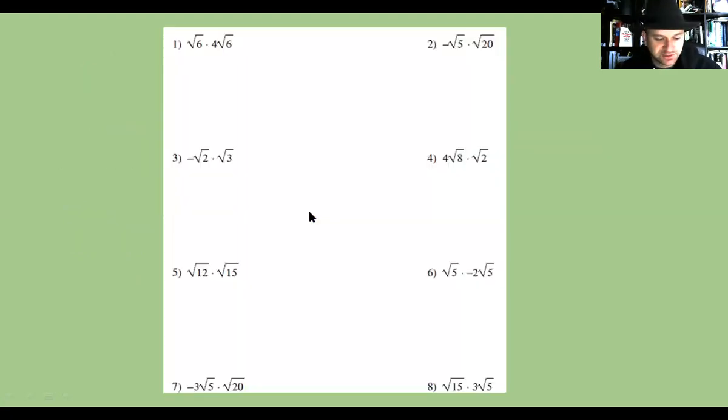All right, let's try a couple examples here and see how we do. So look at example 1. Square root of 6 times square root of 6 is 6, and then 4 times 1 is 4. So we multiply those together to get 24. Okay. All right, number 2, forget the negative sign for now. The square root of 5 times square root of 20, we're going to multiply those together and we get the square root of 100. And the square root of 100 is actually 10. Okay. So that's just 2 quick examples on how you would do these things.